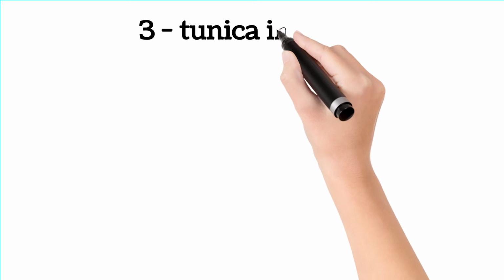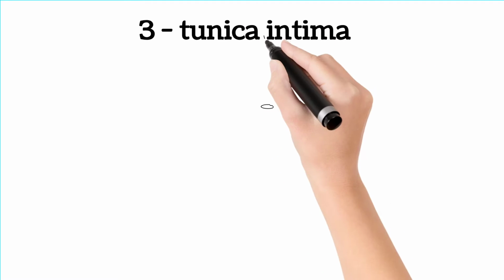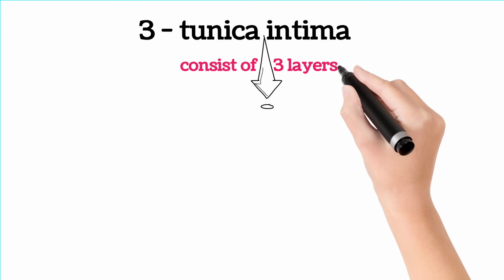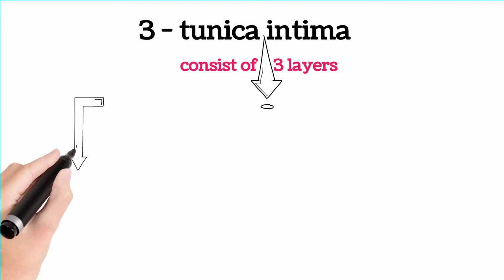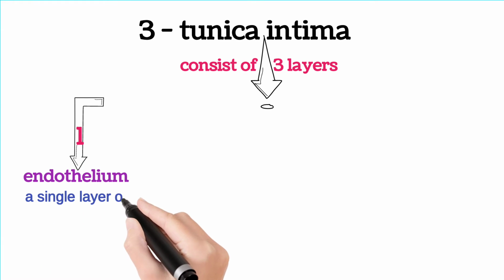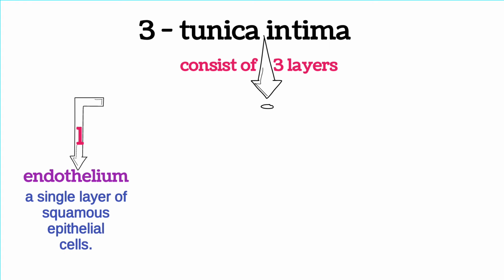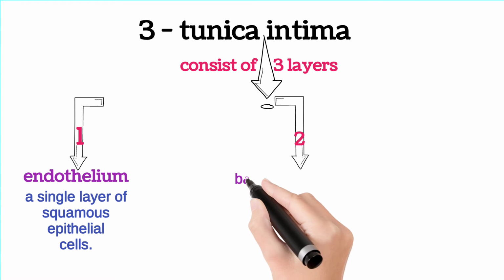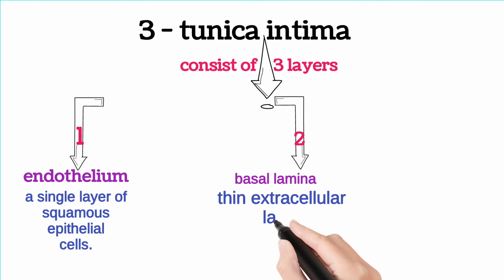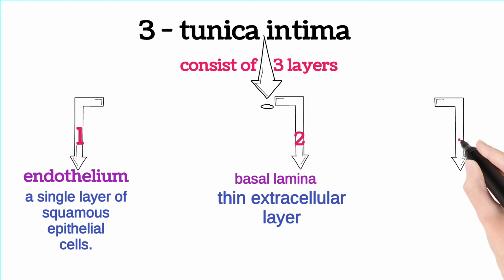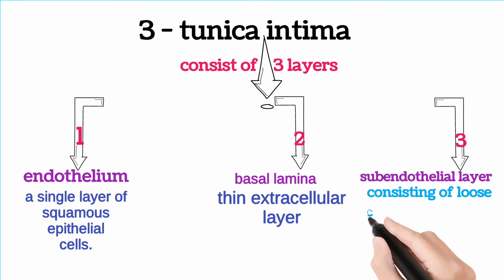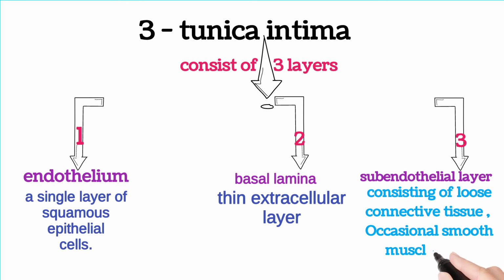Number 3. Tunica intima, the innermost layer of the vessel, consists of 3 components. Number 1, called endothelium, is a single layer of squamous epithelial cells. Second one, called basal lamina, a thin extracellular layer. Third, called subendothelial layer, consisting of loose connective tissue and occasional smooth muscle cells.